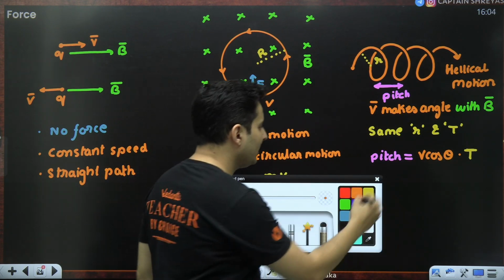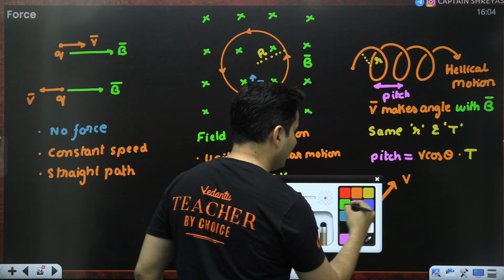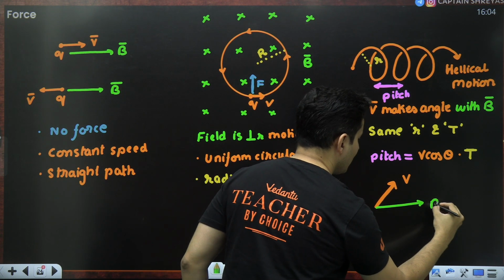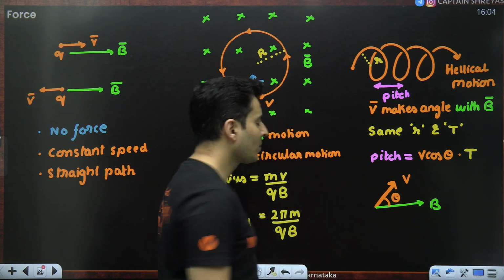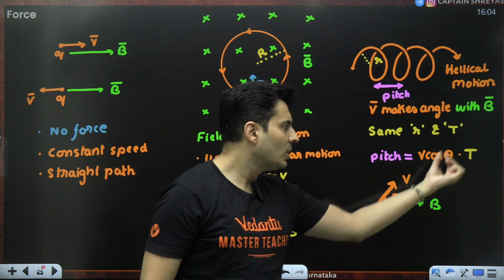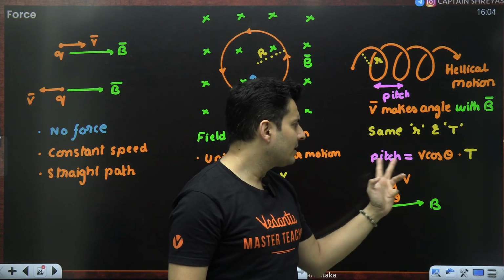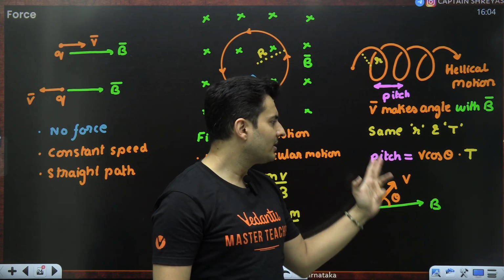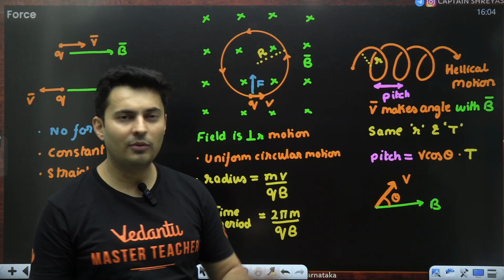So your velocity might be like this, maybe, and your magnetic field may be like this. So your theta is basically this particular angle. So V cos theta into the time taken will give me the pitch. Very easy to remember: distance is speed into time. Distance is the pitch, speed is V cos theta, into the time. That's the formula for that.